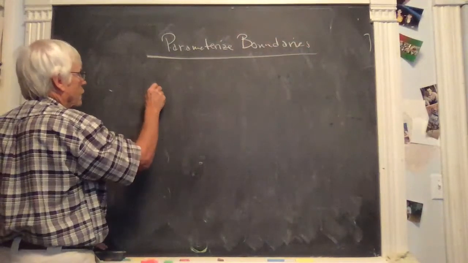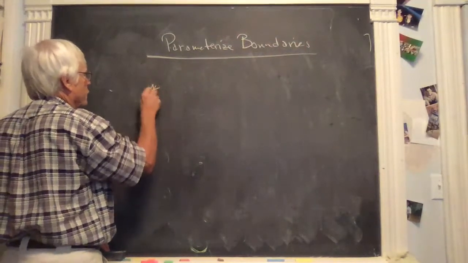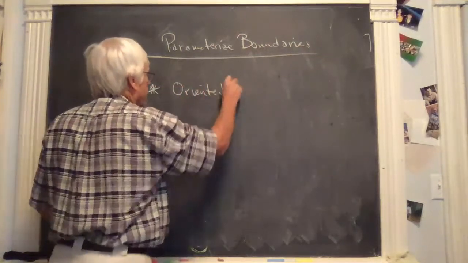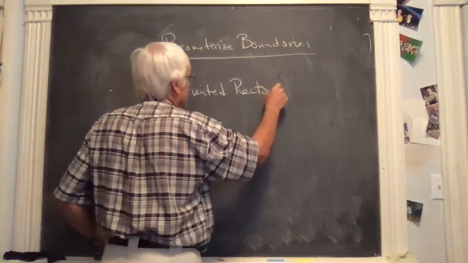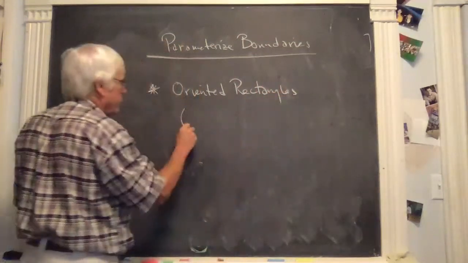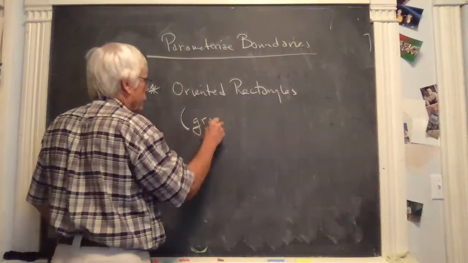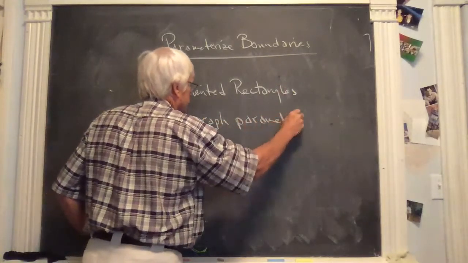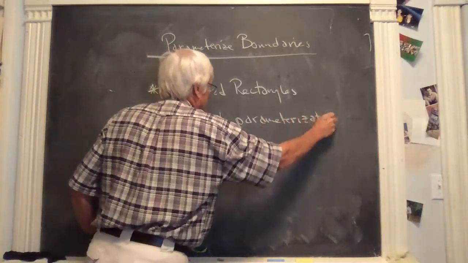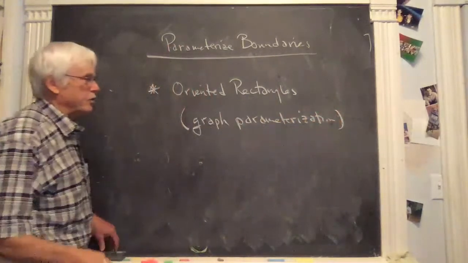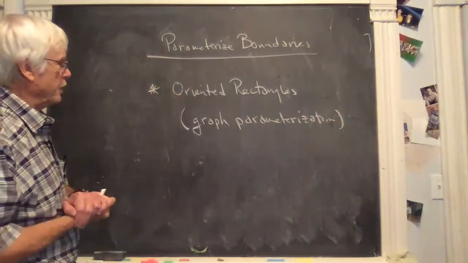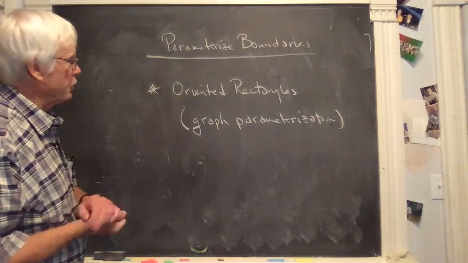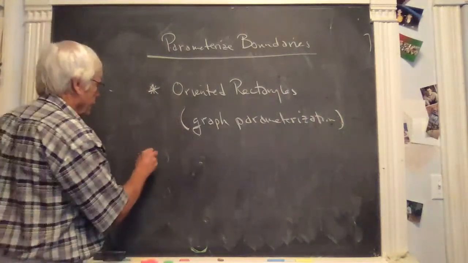First of all, the easiest type is the type we started with, which is oriented rectangles. Here, the so-called graph parameterization works. One of the variables is constant, the other one you just leave as it is. So for a vertical line, x is fixed, y varies between two numbers, so this is easiest.